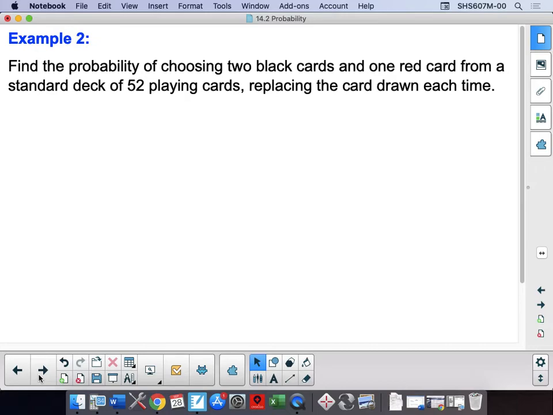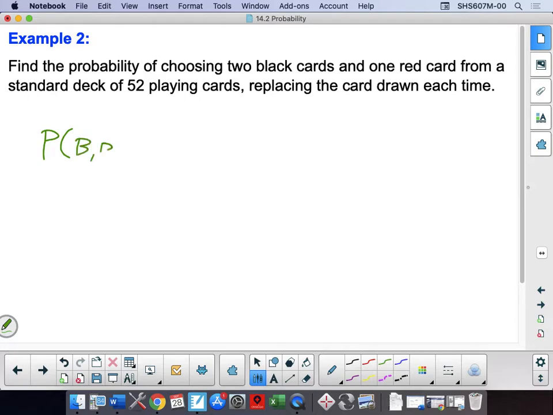So what do we get here, though? Keep rolling. The probability of getting, again, black, black, and red is what we're saying. What's the probability of the first black one? 1/2. That's fine, 1/2. What's the probability of another black one? 1/2 again. And what's the probability of the red one? 1/2. So my answer would be 1 out of 8.